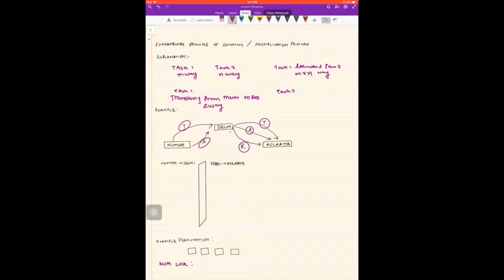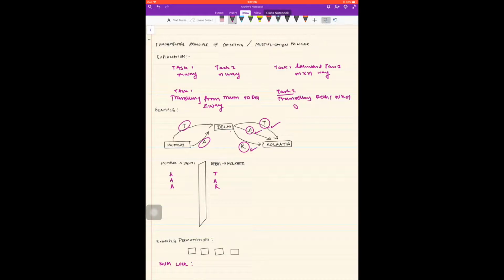Then what is task two? Come on, think. Task two is traveling from Delhi to Kolkata, which can be done in three ways: either by train, or by air, or by road, or you can take the railway. It doesn't matter really. So I will just jot down the ways in which you can travel from Mumbai to Kolkata via Delhi. Mumbai to Delhi, you can travel by air, and once you reach Delhi, you can either travel by train, by air, or by road from Delhi to Kolkata.